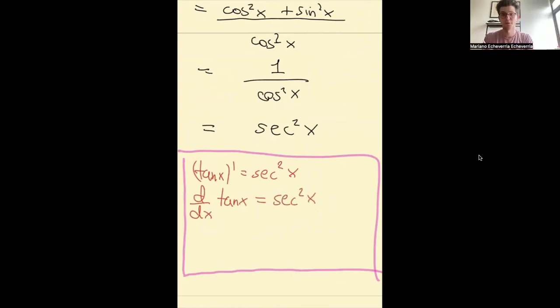And there's a similar one for cotangent, where the derivative of cotangent is minus cosecant squared.